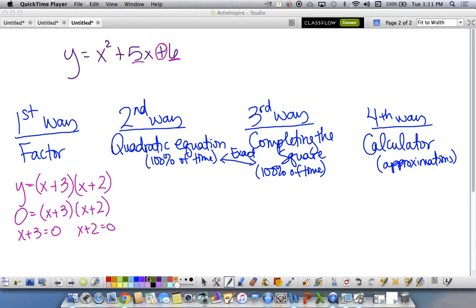Okay? I'm going to subtract 3. So I've got x equals negative 3. Subtract 2 from this, x equals negative 2. I have my solutions. That's a negative 2. It works. I have an answer. Yay! All right, should we stop? No, we're going to do it all 4 ways. So here we go. The next way, let's do it in a different color.